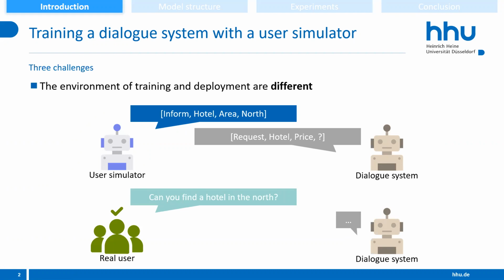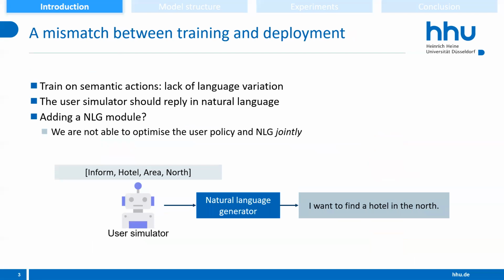The first challenge is that the environments of training and deployment are different, which means you train your dialogue system with the user simulator on the semantic level, but the real user will talk to your dialogue system in natural language. This difference may cause sub-optimal performance for your dialogue system. So training only on semantic actions will lack language variation. So it is appealing to build a user simulator which is able to reply in natural language.